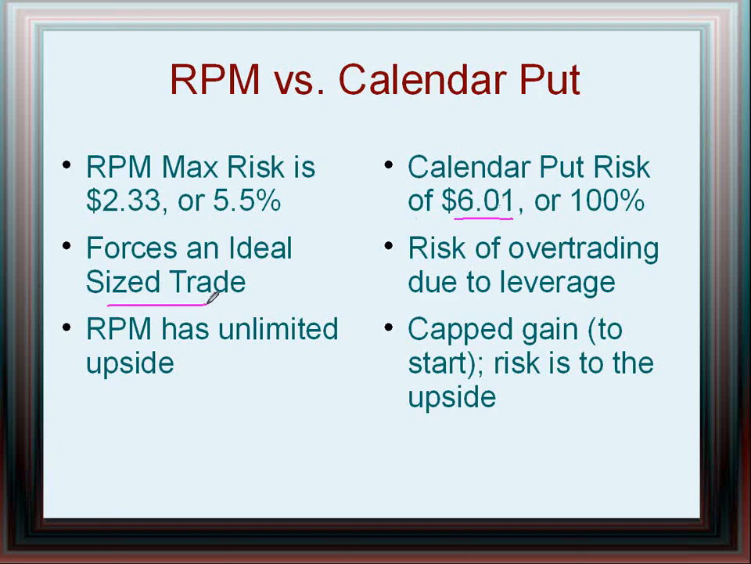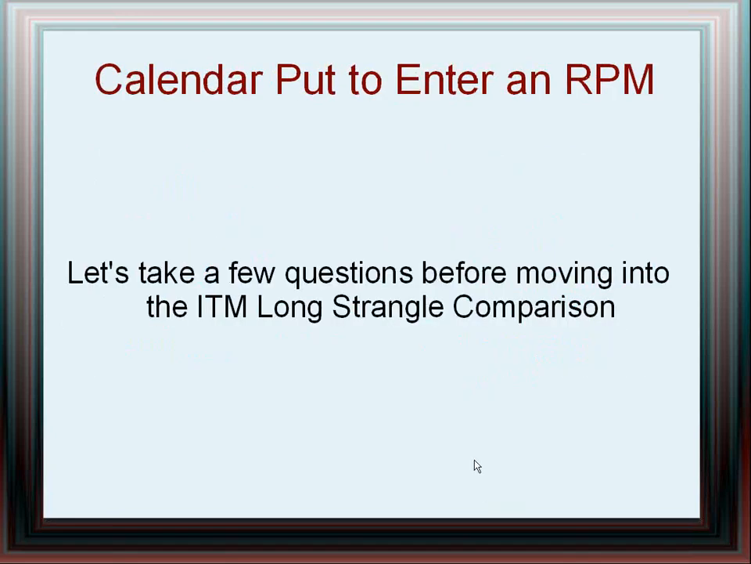So I'm forced into an ideal size trade. I don't have the risk of overtrading. The RPM has the unlimited upside. When we first open it, we've got that positive delta. We've got that unlimited upside. The calendar put has a capped gain, and the risk is to the upside. Okay, so this is not a good approach.